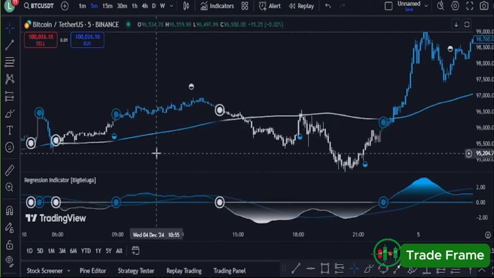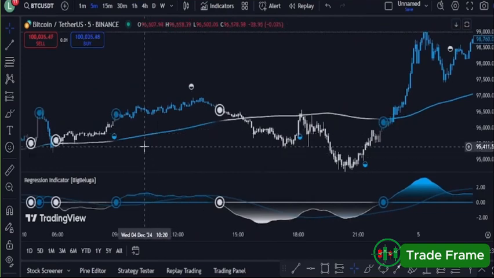As we mentioned, we are going to add a second tool to our chart, which will help us in other conditions and is very effective for us when the market is not trending.